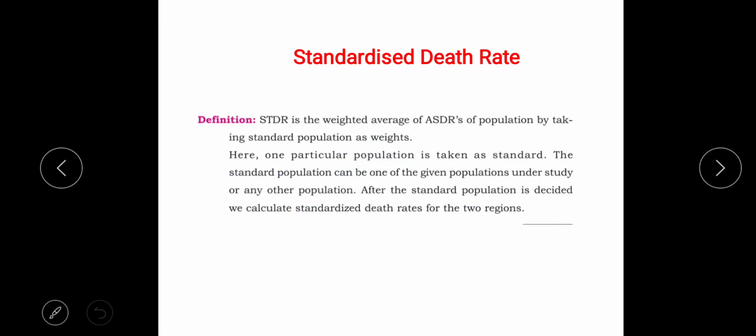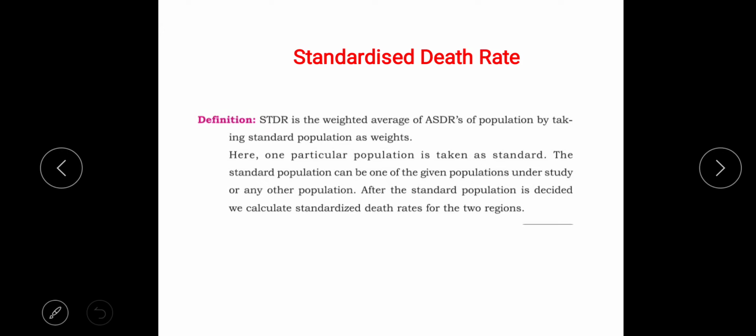standardized death rate. So the standardized death rate is calculated using ASDR. Here, as TFR is calculated by calculating ASFR for each age group, that is, a total of 7 age groups between 15 to 49, and we multiply it by 5.